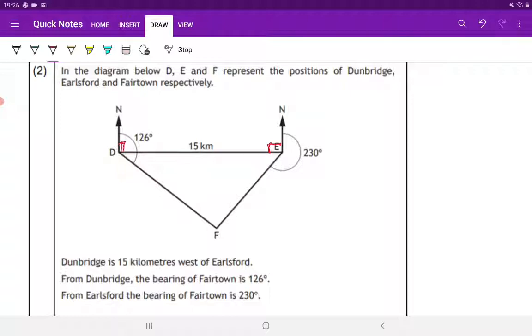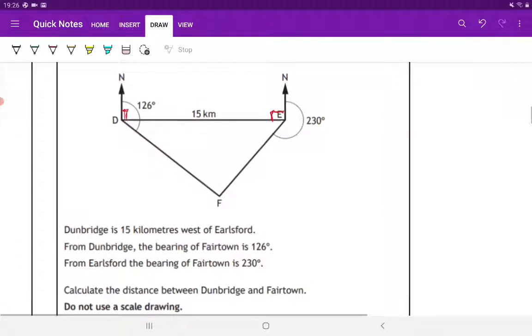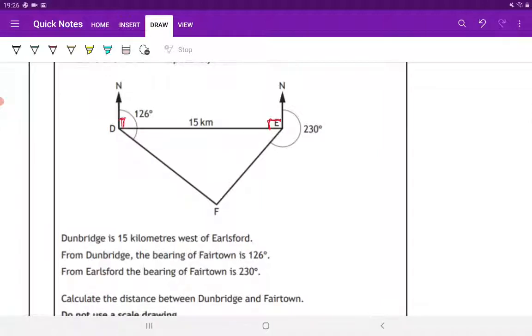Now, what's the question actually asking us? Let's have a look. Calculate the distance between Dunbridge and Fairtown. So we are trying to work out this distance here, which will be little e if we look at the triangle. And we've got little f, and then we've got some stuff to do with angles, but we've not got a huge amount.